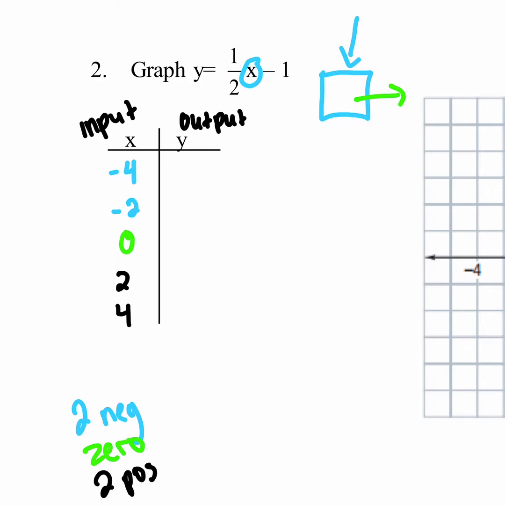So if I go ahead and pick or use -4 and plug it in, I would get 1/2 times -4 minus 1, which gives me -3. Okay, so my ordered pair is -4, comma -3. If I do -2, again, plug it in, make your ordered pair.